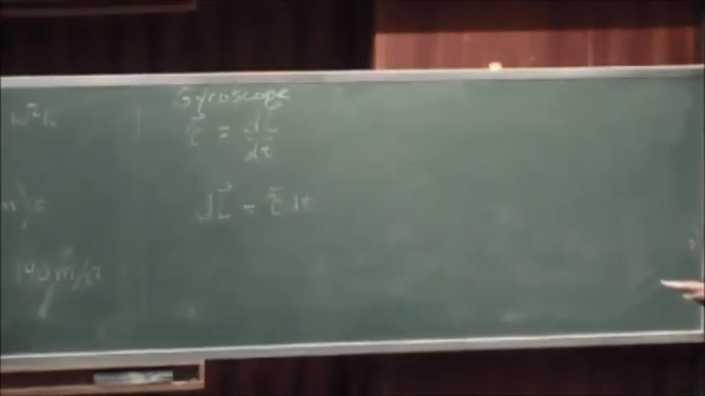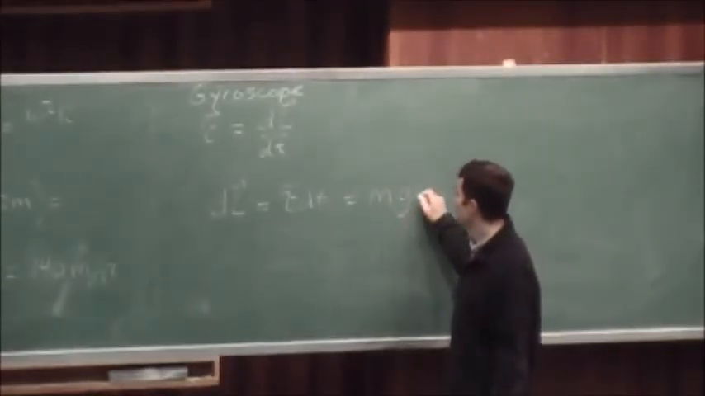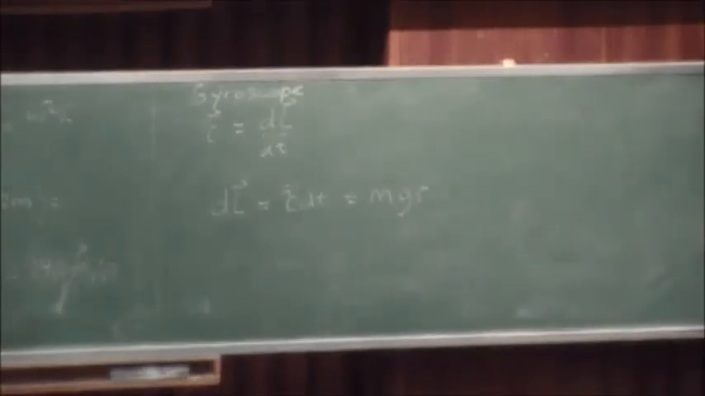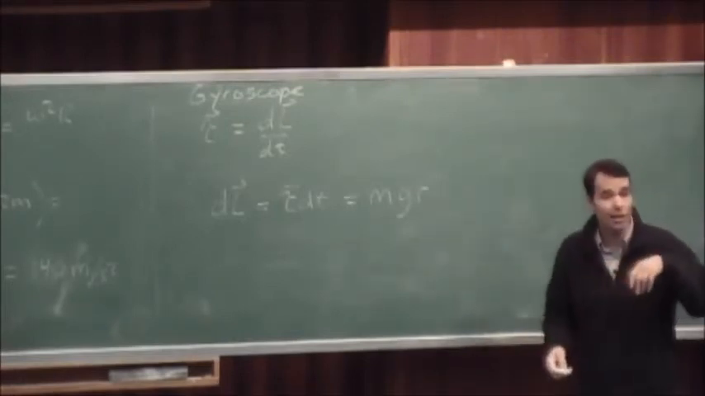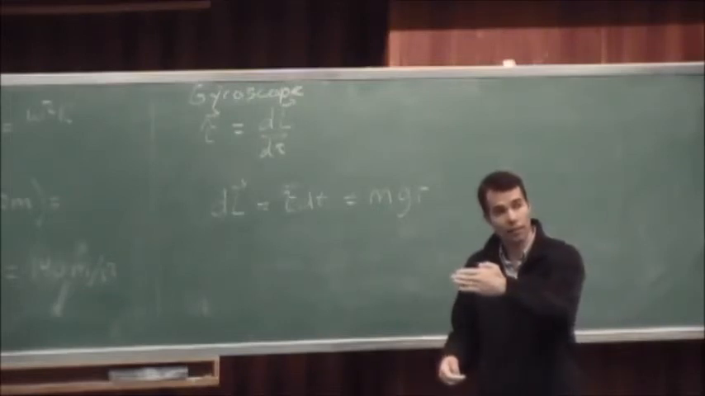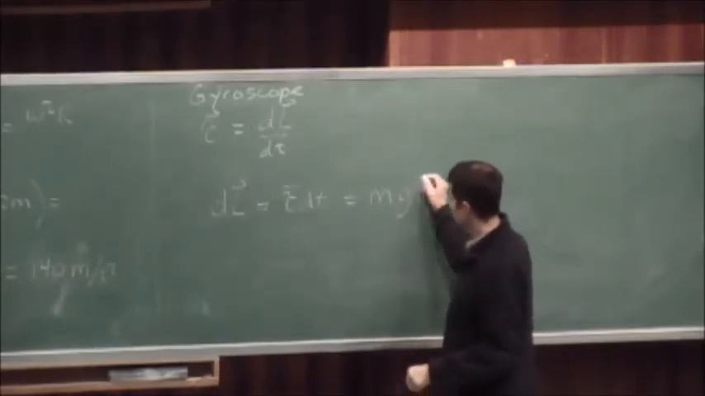R crossed into the gravitational force, right? So it's mg. It's the mass of the object times g times the radius, right? mgr. mg is the force. The radius r times the sine of the angle between them. What's the sine of the angle between them? As I'm holding it like this, it's 90 degrees. So the sine of 90 is 1. Right? So we get mgr.